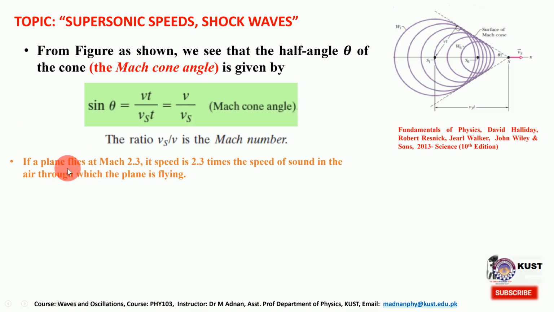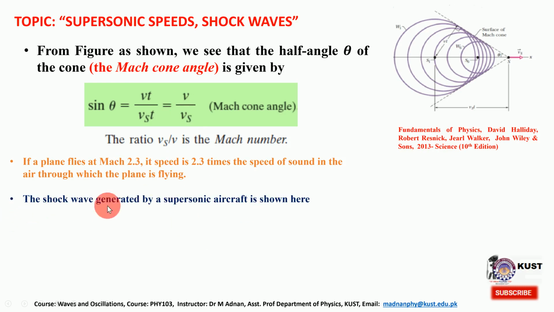Now if a plane flies at a Mach number, say 2.3, that is, the speed of that plane is 2.3 times the speed of sound in the air through which the plane is flying. So in that situation the Mach number will be 2.3, and 1 over M gives the sine of the cone angle.